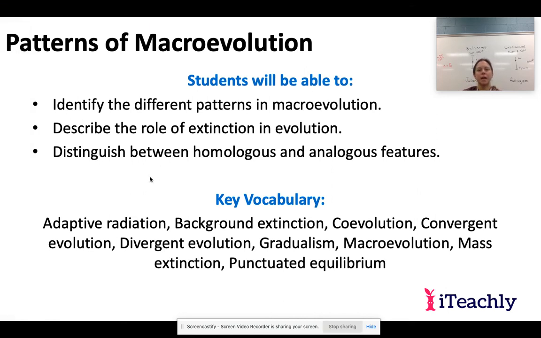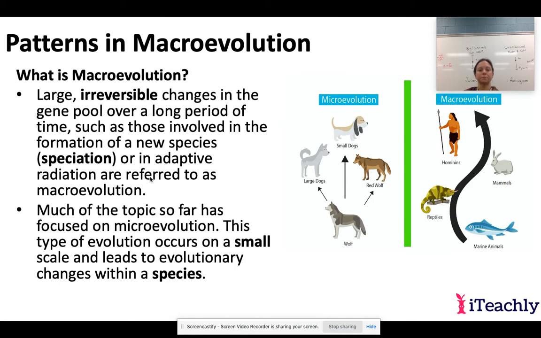Today we're going to be looking at macroevolution. So we're going to be looking at the patterns that lead to macroevolution. We're going to look at roles of extinction in evolution and differences between homologous and analogous features. So again, we have some key vocabulary to consider.